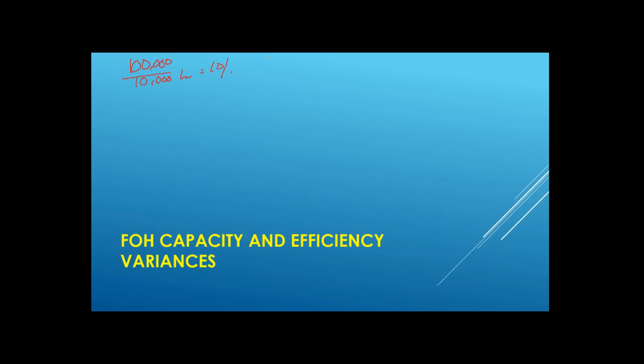The capacity looks at the level of the workforce, what they work. So let's assume the actual number of labor hours worked was 9,000, and let's assume our expenditure is 110,000. So the actual number of hours is 9,000, and the standard fixed overhead absorption rate is 10. 10 into 9,000, 90,000 is the amount that we will absorb.